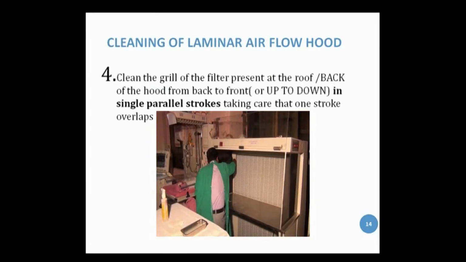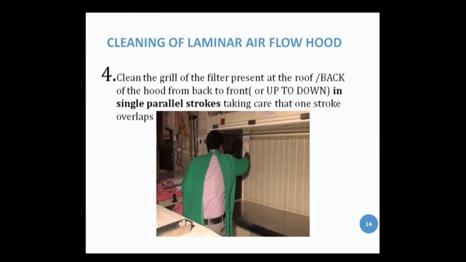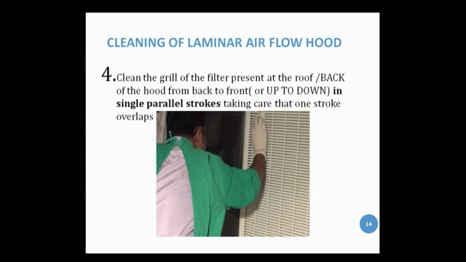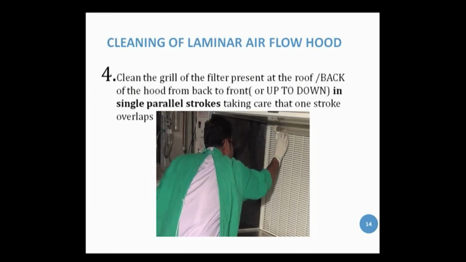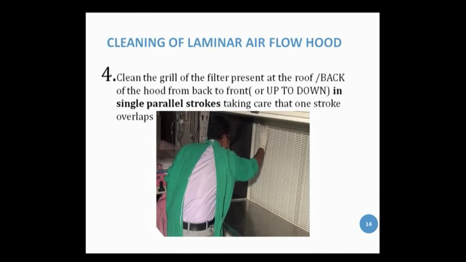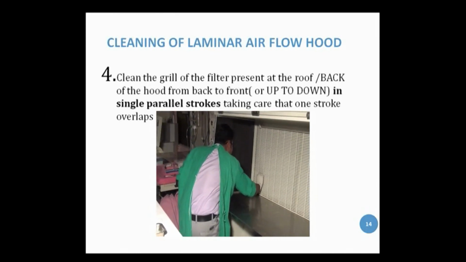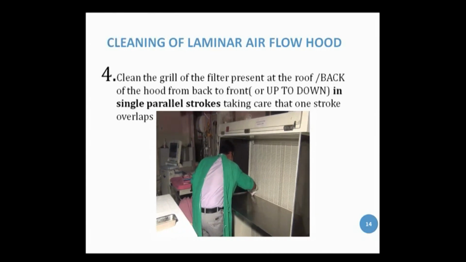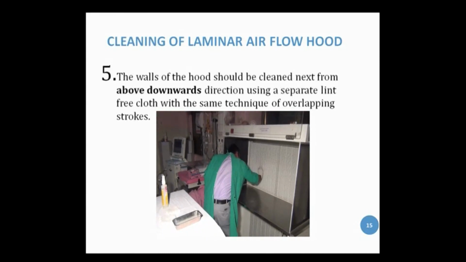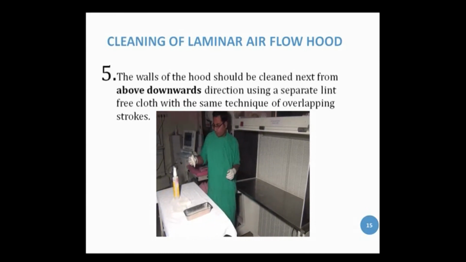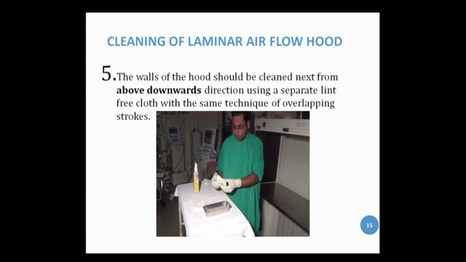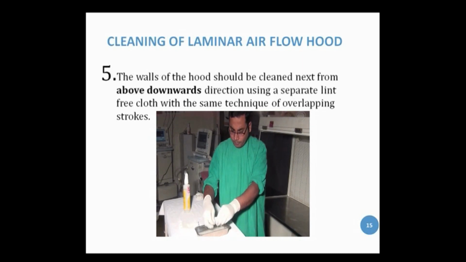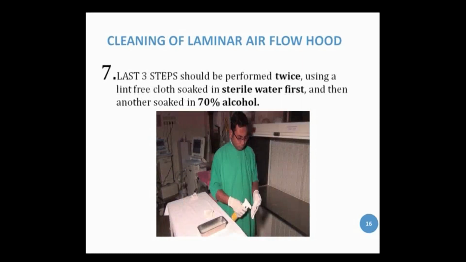For step number 4, clean the grill of the filter present at the roof, that is in the vertical laminar flow, or at the back, that is in the horizontal laminar flow, from back to front, or for that matter from up to down, in single parallel strokes, taking care that one stroke overlaps the other, using a lint-free cloth. The walls of the hood should be cleaned next from above downwards using a separate lint-free cloth with the same technique of overlapping strokes.